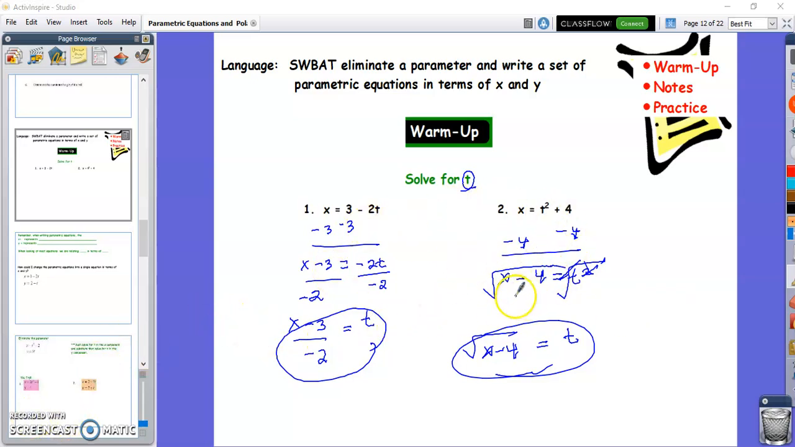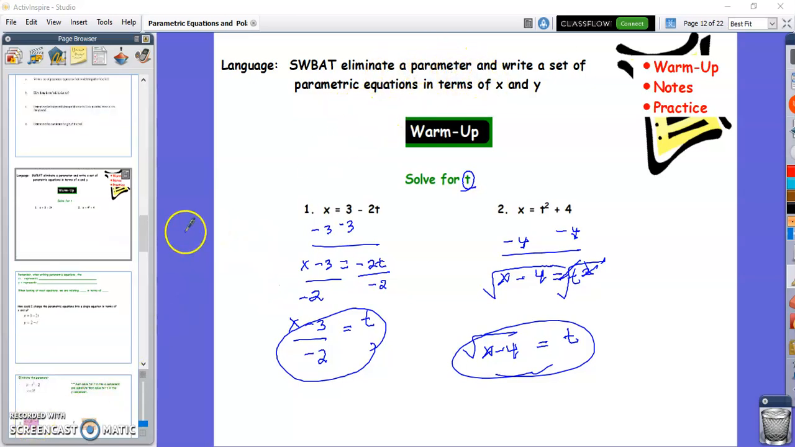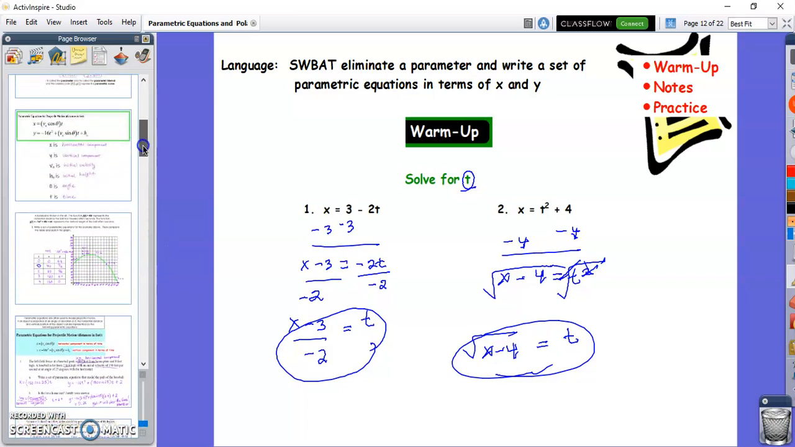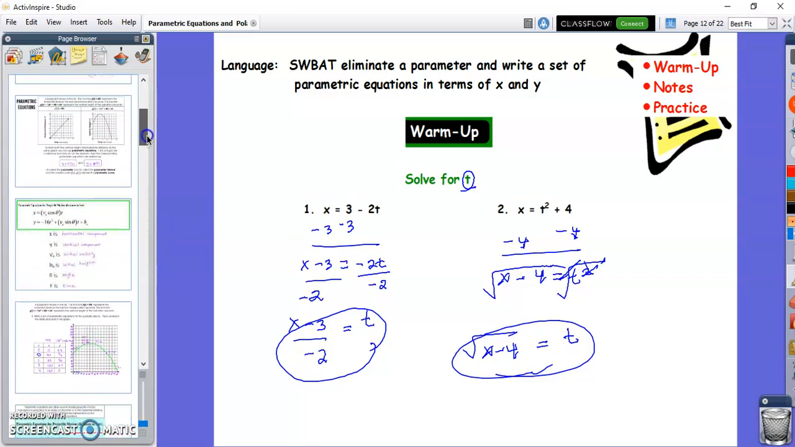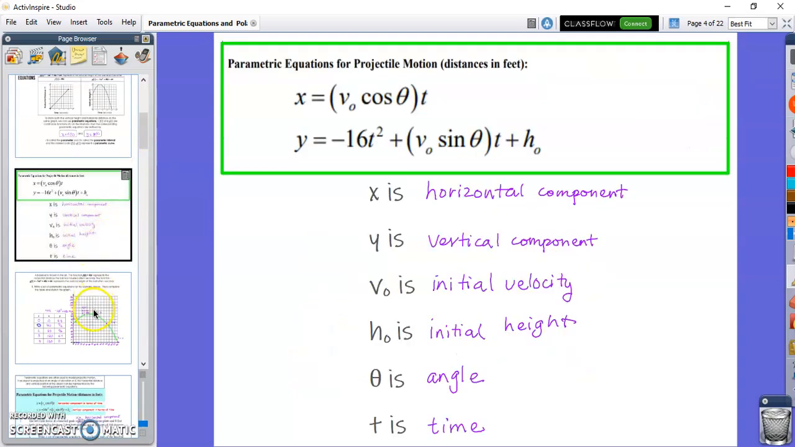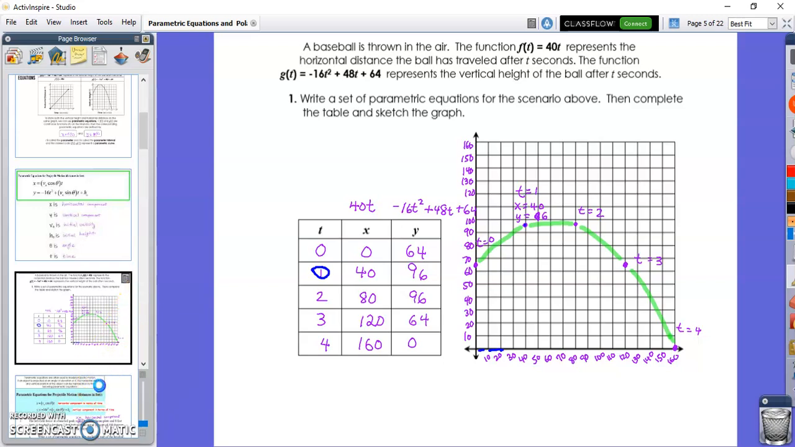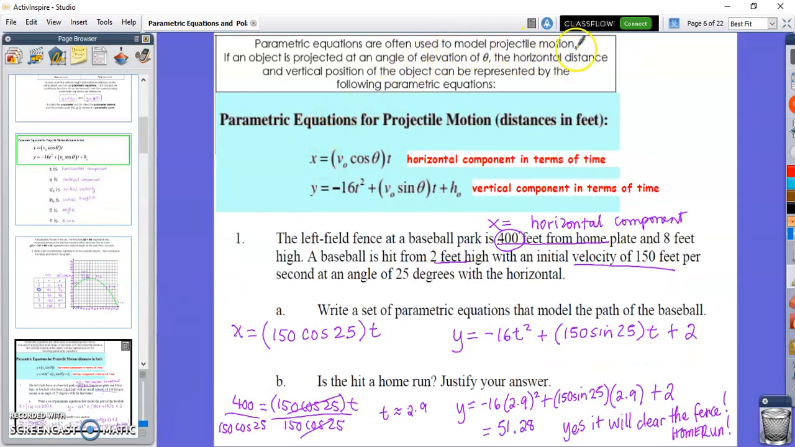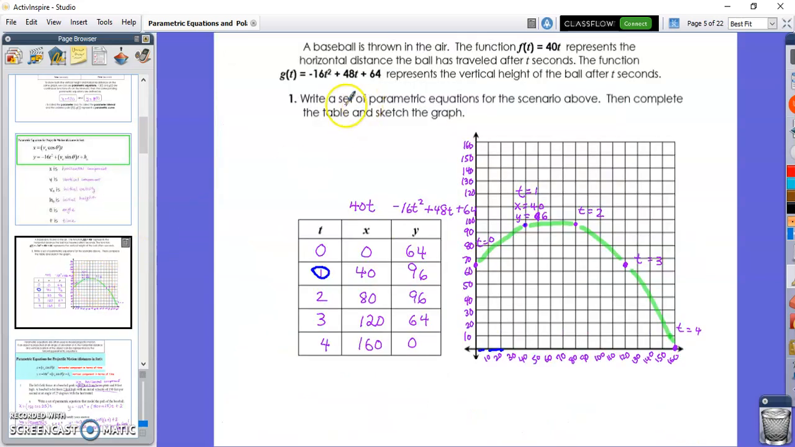Now we're going to be using this skill so that we can eliminate a parameter given the parametric equations. Remember when we are given parametric equations and we are asked to graph it? A quick review: parametric equations can be used to model projectile motion. If you still remember this scenario, we are given two equations, called parametric equations. We got f of t equals 40 times t, and g of t is equal to negative 16t squared plus 48t plus 64.